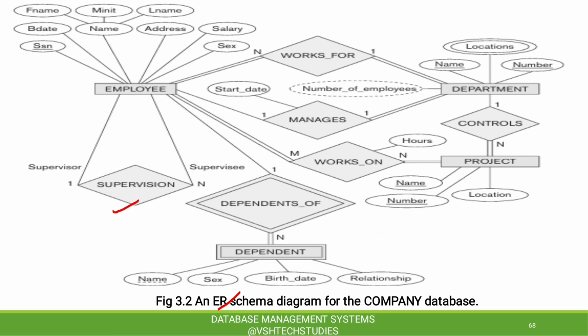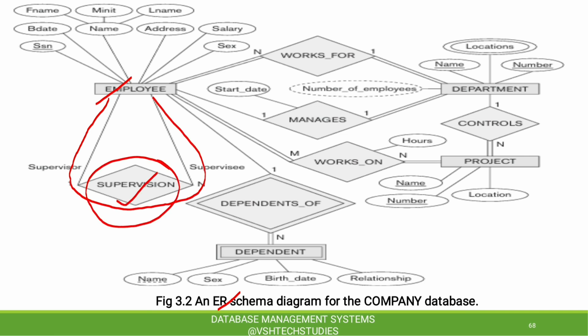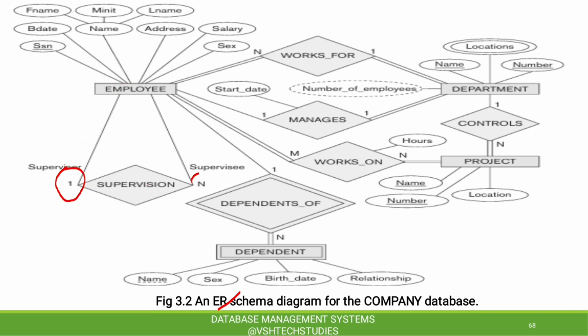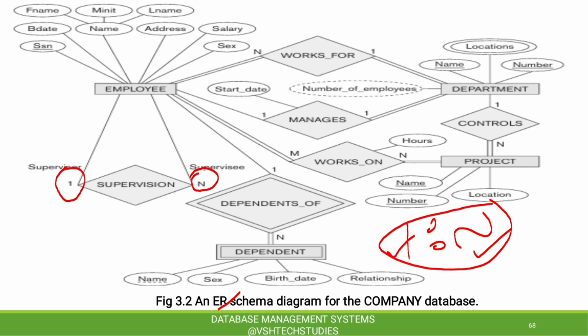The relationship here is supervision. It is a recursive relationship because when an entity references back the same entity in a relationship, then that relationship is called a recursive relationship. Here 1 is written, here N is written. So the cardinality ratio of participation is 1:N. That is, one employee can supervise N number of employees. That is, one employee can supervise any number of employees. That is what is the meaning of this cardinality ratio of participation.